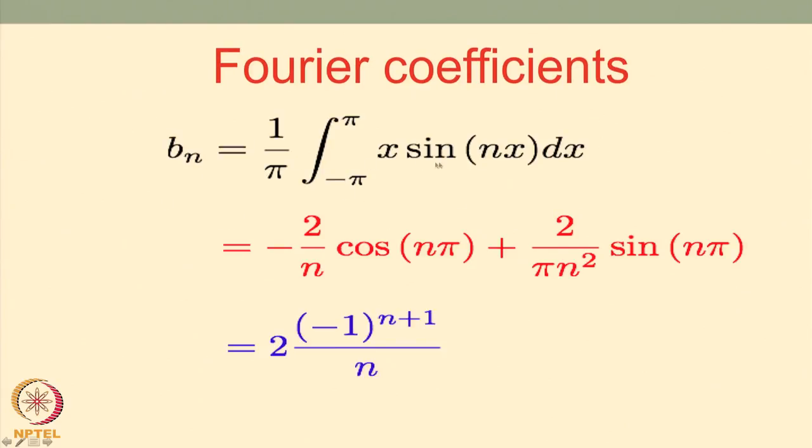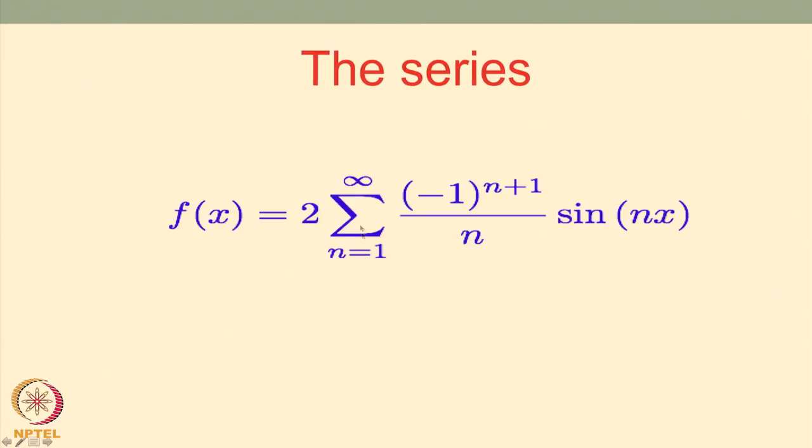I can get bn by doing this integration, and when I do this, I would get minus 1 power n plus 1 by n times 2. This is the answer of this integral you will get. Check this carefully. So I only have bn values now, so I can write this series with only bn's. So only a sine series, a series of sines. So I would write this series, and I have an infinite series now.